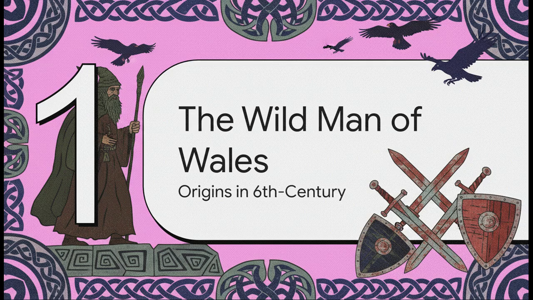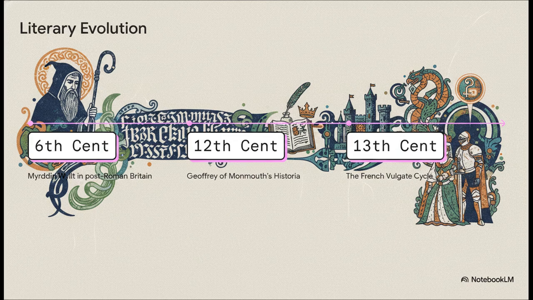We're starting our journey with his origins in 6th century post-Roman Britain. Now, to really set the stage, we have to travel back to a pretty dark and violent era. Post-Roman Celtic kingdoms were desperately struggling against Saxon expansion, and there was just constant internal warfare. And as you can see, this is a massive literary journey. We're tracking this from the 6th century all the way up to the 13th century French Vulgate cycle. It literally took over 600 years for the character we recognize today to fully materialize, constantly adapting to whatever the political and cultural needs of the time were.